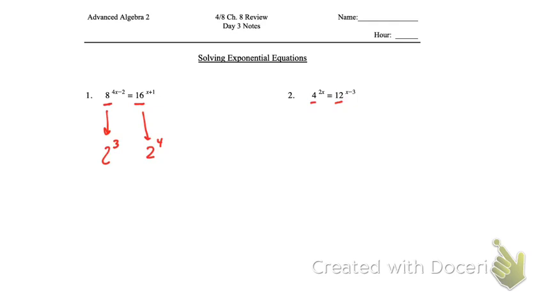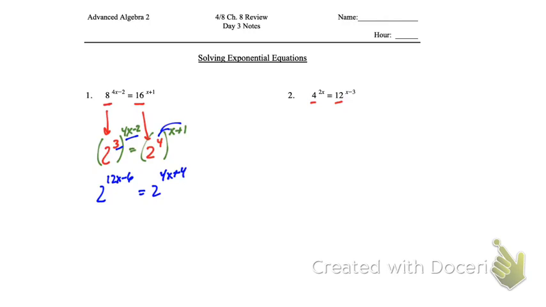So on number 1, we do exactly what we did there. We change our 8 into 2 cubed, and now it's 2 cubed raised to the 4x minus 2. And we change our 16 into 2 to the 4th, so it's 2 to the 4th raised to the x plus 1. Hopefully you remember this stuff. Then what do we do with these exponents? We multiply them and we distribute, so we would get 12x minus 6 here for an exponent. Over here we distribute and we get 4x plus 4.